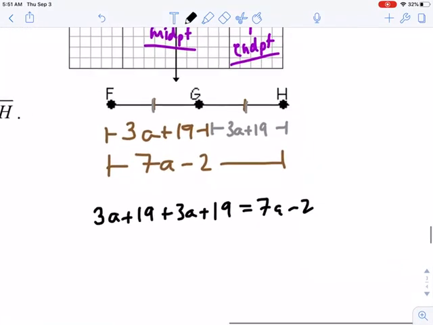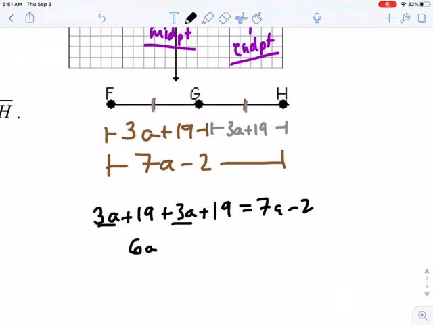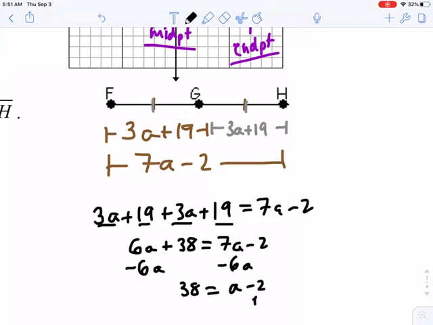Alright? And getting to this equation right here is the hard part. Combine like terms, 6A. 19 plus 19 is 38. 7A minus 2. Notability's not letting me change color again. So all I have to do is find A, and then I'm done. And then 40 equals A. Alright, that's a really big number.